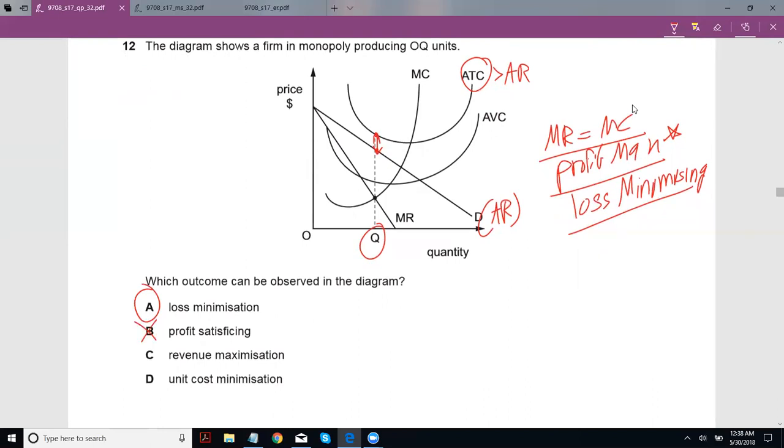Profit satisficing would be when your average cost, ATC, was equal to average revenue. That isn't happening. Revenue maximization happens when MR is equal to 0. Unit cost minimization is when ATC or AC, whatever you want to call it, is at its minimum point. So this would be unit cost minimization. That's not happening.